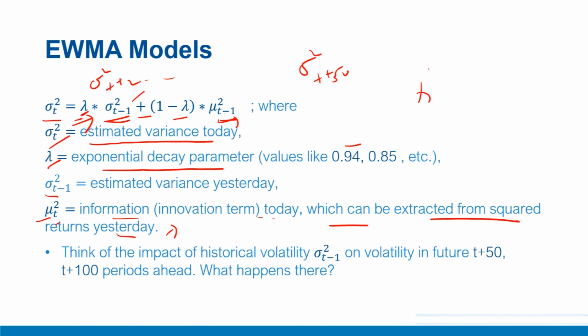grow exponentially by, let's say, lambda to the power 2, lambda to the power 3, and so on, lambda to the power 50. As long as this value is less than 1, like 0.9 or 0.8, it exponentially decays and almost becomes 0 in very few steps. That is a very desirable property of EWMA models, in that they exponentially decay the impact of historical volatility estimates and give more weight to the more recent volatility levels.